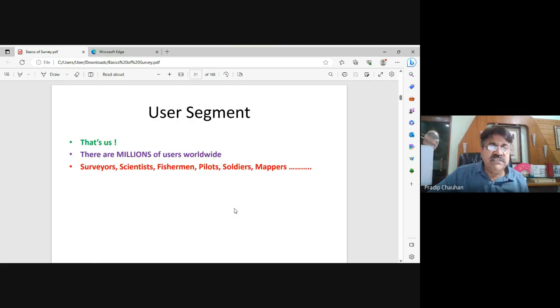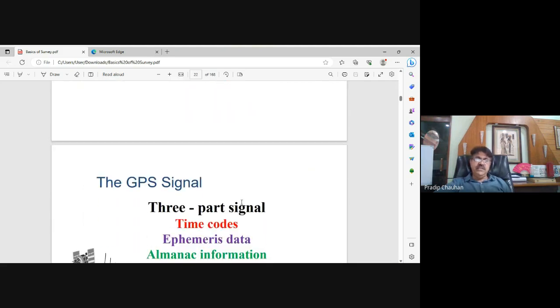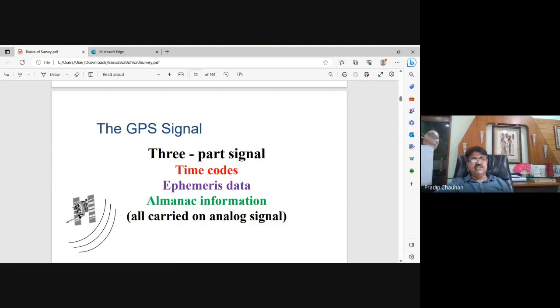We are using all this facility, and there are millions of users worldwide. So far as civil engineering is concerned, we are surveyors or civil engineers. Scientists are also using this. Then fishermen are using this. ISRO is using this. NASA is using this. All pilots, the aviation sector, they are using it. Soldiers are using it, and then mappers making maps of any town, city, country. So those are the essential users of GPS.